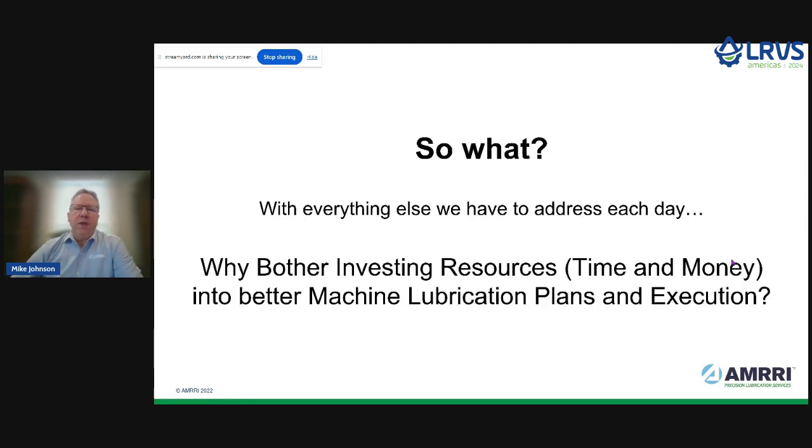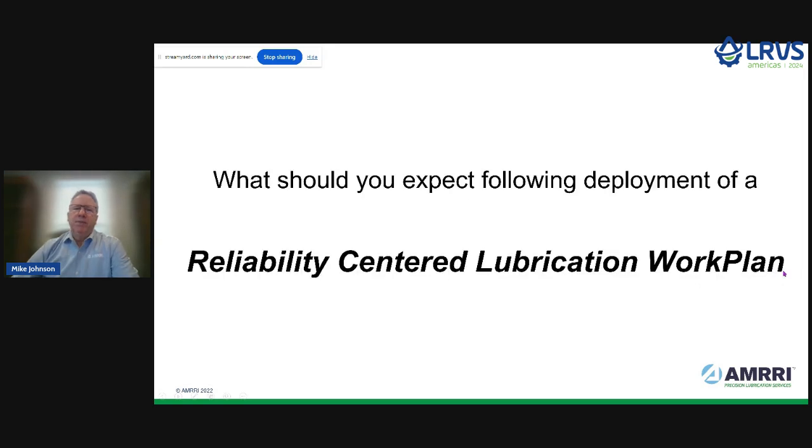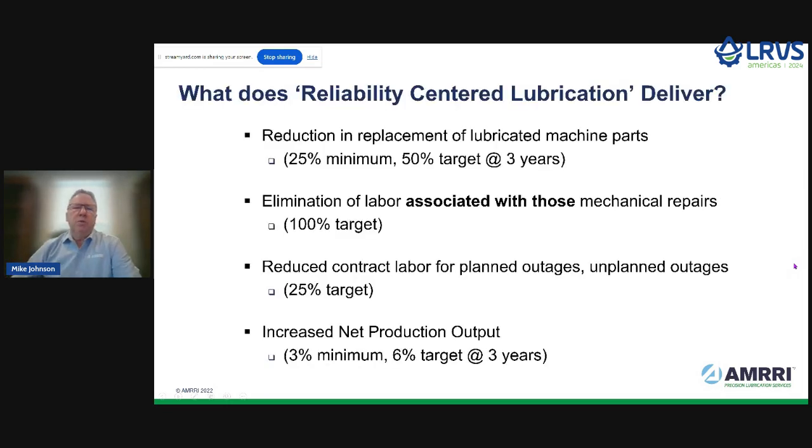So what? With all the things that you have to do, why would you bother investing more effort, more money, more time into trying to address something you're already doing, but address it more effectively? Well, time is money. You have all heard that, I'm sure. What can you expect from deploying a more precise lubrication work plan, precise product selection, precise quantity, precise volume, precise contamination control, precise location? What we would expect to occur would be a reduction in replacement of lubricated machine parts.